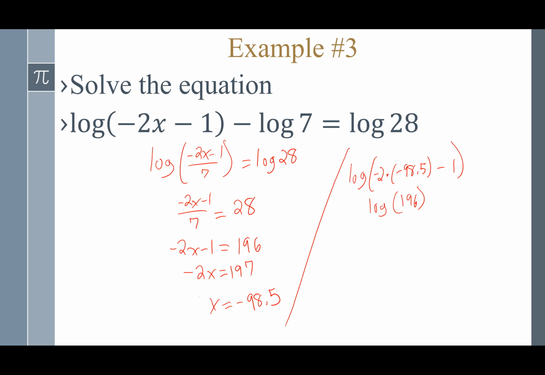If you do want to plug in all the way, well, again, we have log of 7. You can actually type both of those into your calculator, log 196 minus log 7, to get a number, compared to log 28, and it should be the same number. Your call.